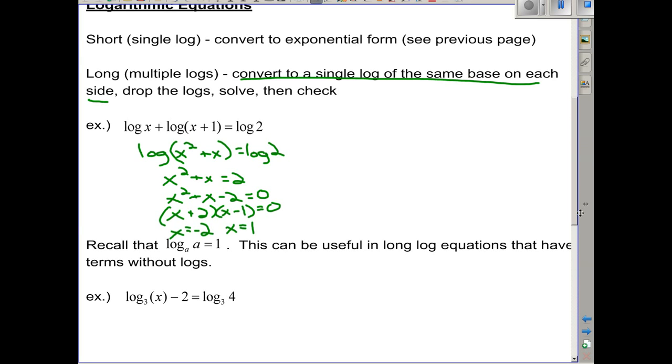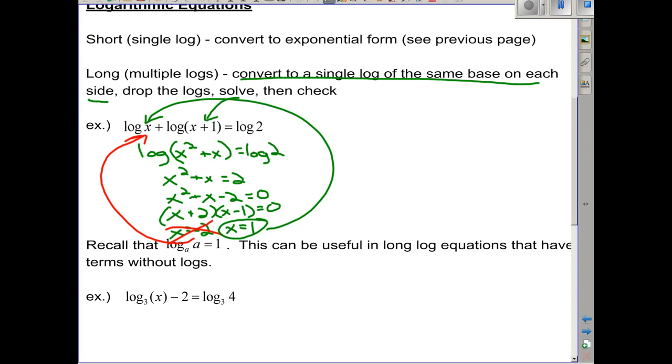Now we go back and see if either of those cause a problem. If I put in x equals -2 back here, I'll be taking the log of a negative number. That is not allowed. So this is an extraneous solution. It doesn't count for our final solution set. The x equals 1, no problems. Log of 1, I can do that. Log of 1 plus 1, or 2, I can do that. This is our solution. So we only have one solution here of x equals 1, even though it looked like we might have 2.